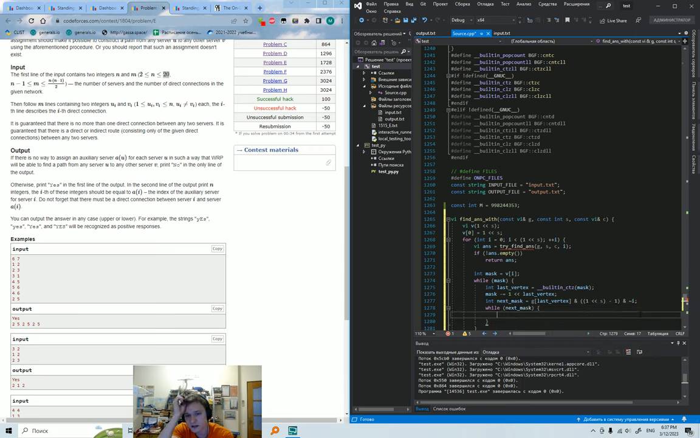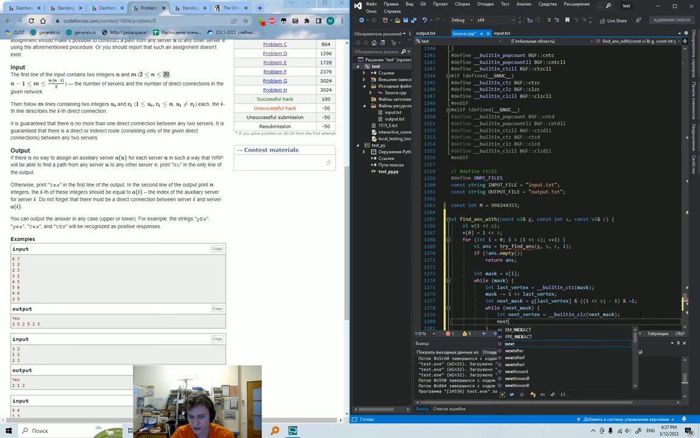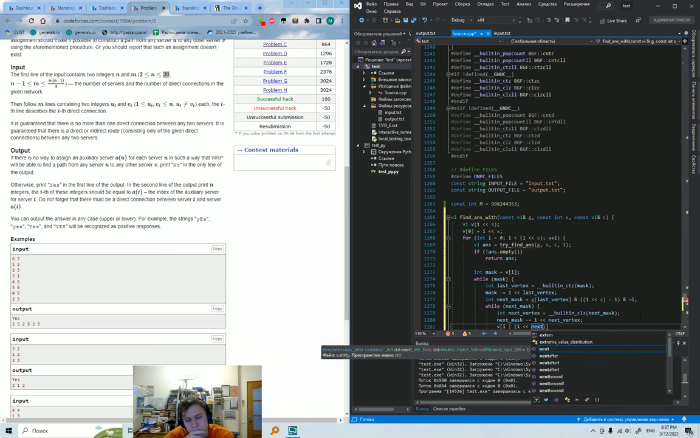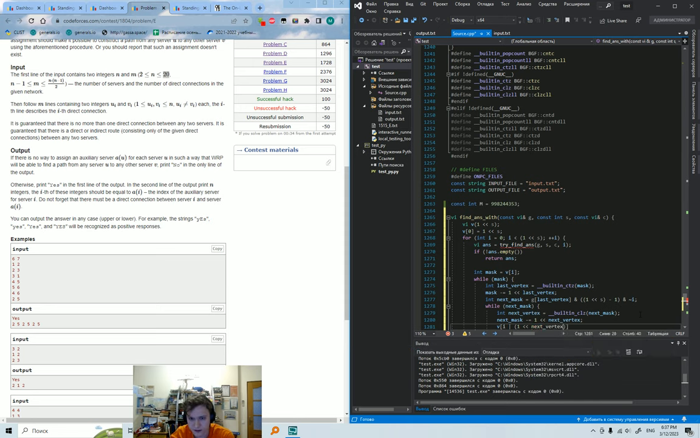So we say while next mask, int next vertex equals built-in CTZ of next mask. Next mask minus equals one over next vertex. And then we see that V of I or equals next vertex. Yes.